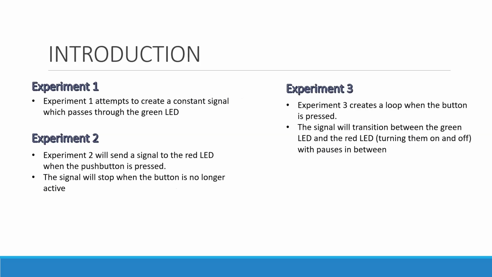Now looking at the experiments, Experiment 1 used a signal from the Arduino to turn on a green LED. Experiment 2 used a button to turn on the red LED when the button is pushed. Experiment 3 created a loop in the code which changed the signal between the green and red LED.